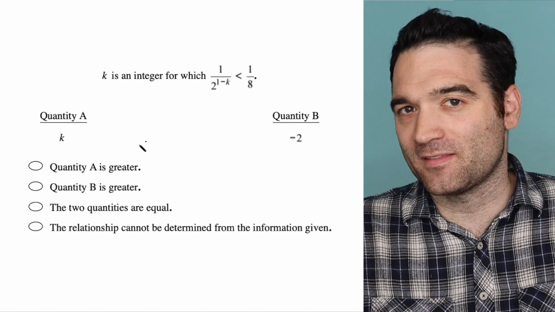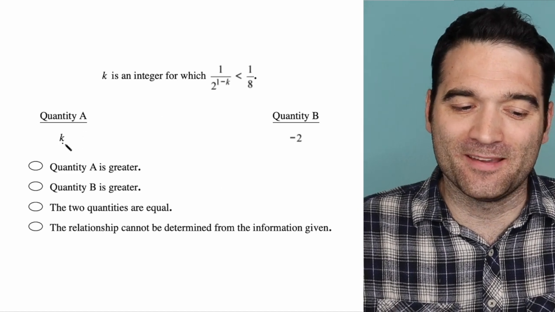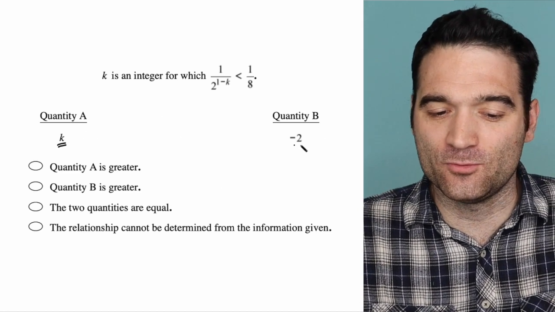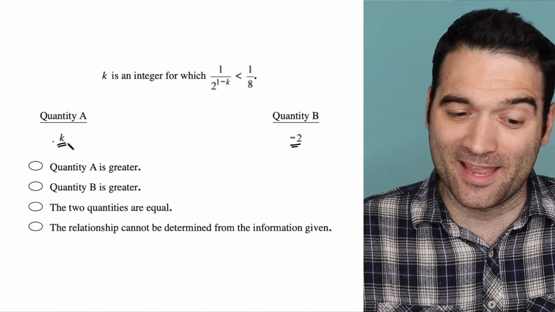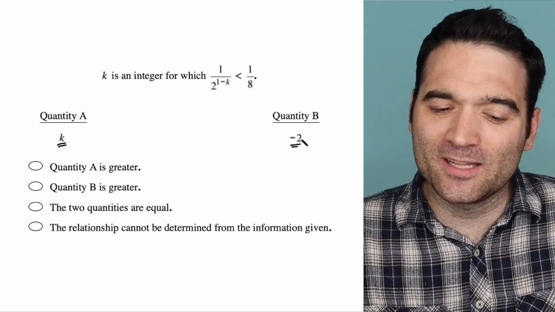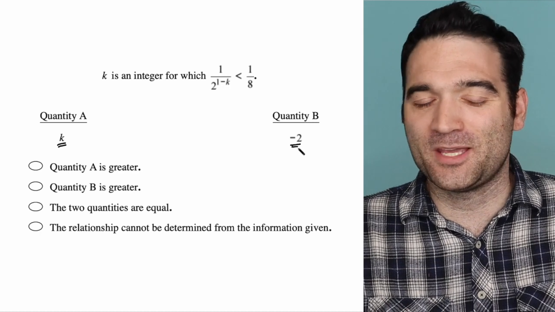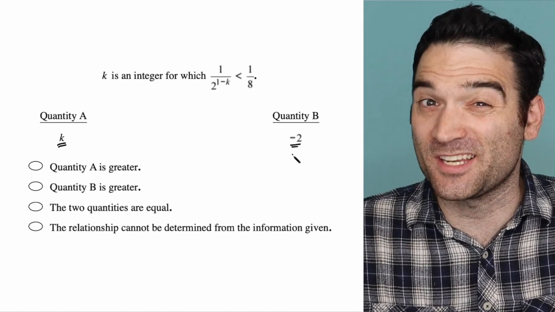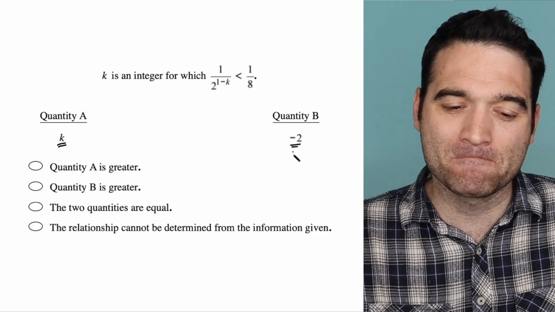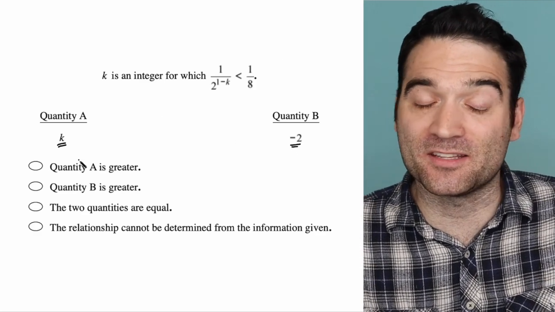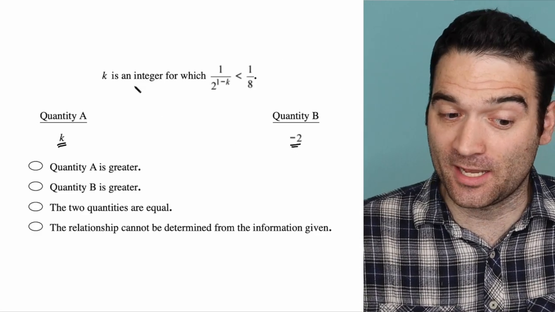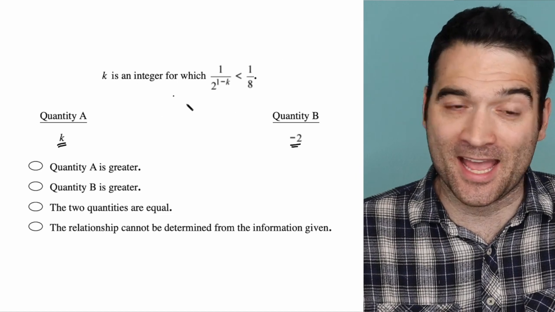Now, when I have these quantitative comparison questions that ask me to compare an unknown value to a very particular number, k to negative 2, I usually like to start by testing this number out, because usually that number has some significance, as it does in this case. We'll see. So what happens if k is negative 2? K could totally be negative 2, right? The only restriction here is that k has to be an integer.